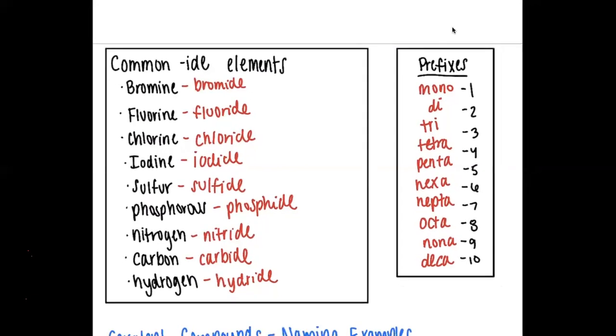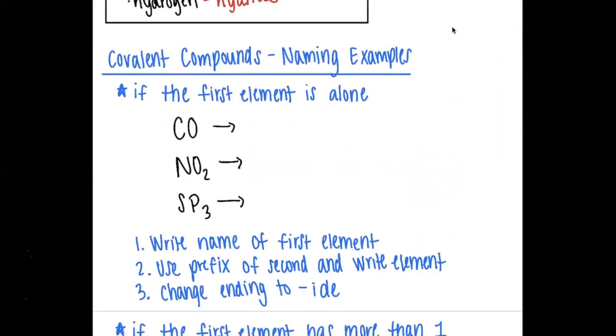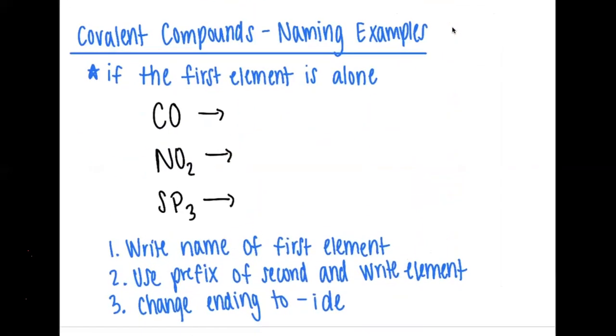So, good job, gentlemen. Now we're going to go over the two conditions for naming covalent compounds. We said if the first element is alone, which means there is no number associated with that first element, we're going to call it alone here. Let me see. McEwen and Zedek, are you here?